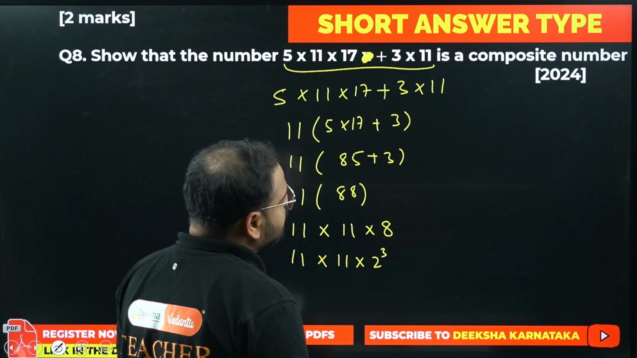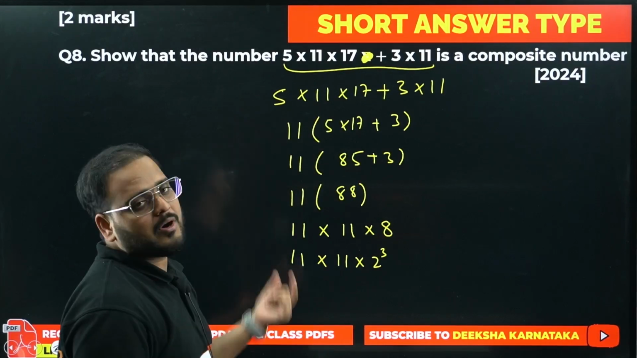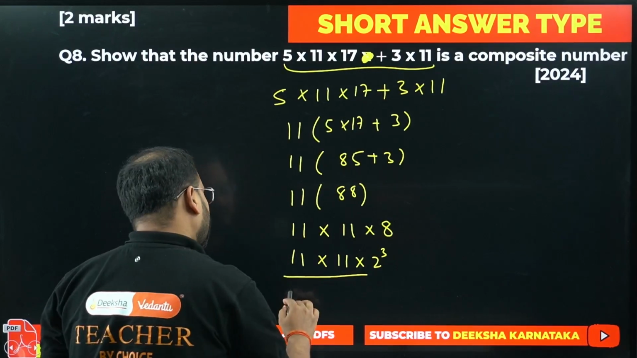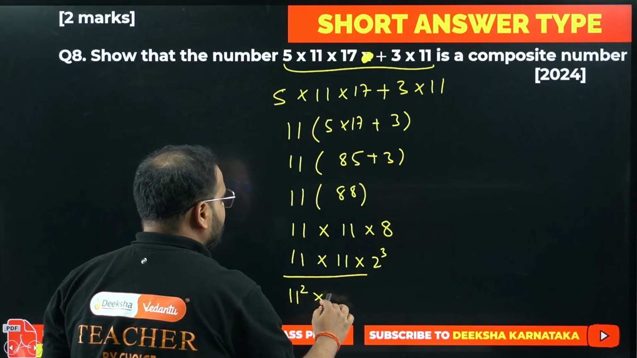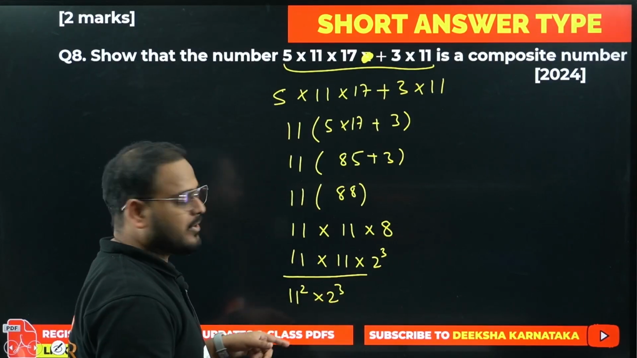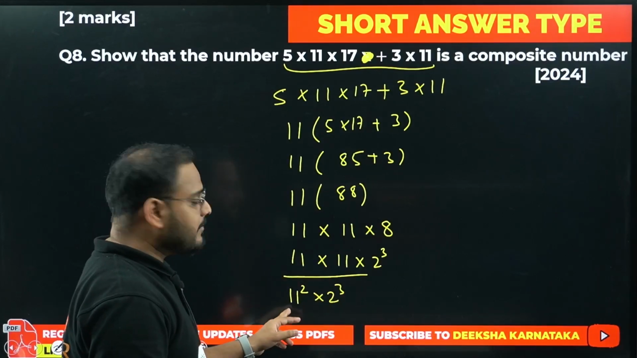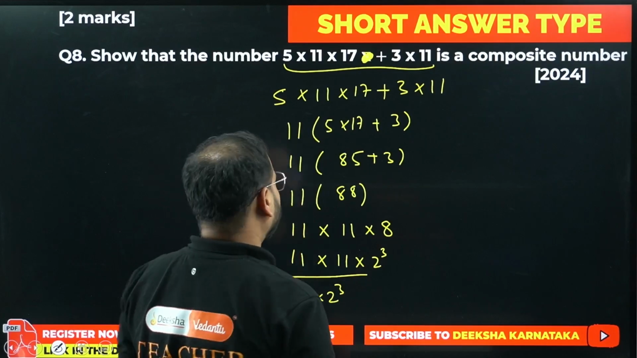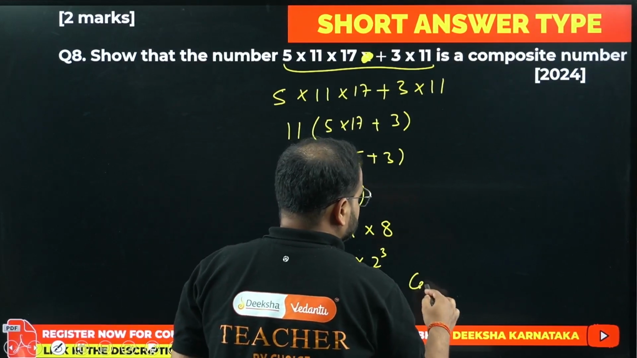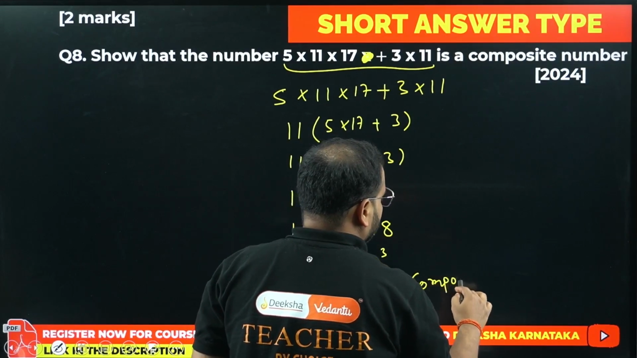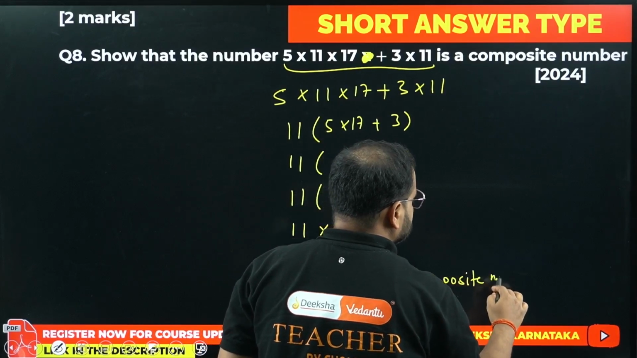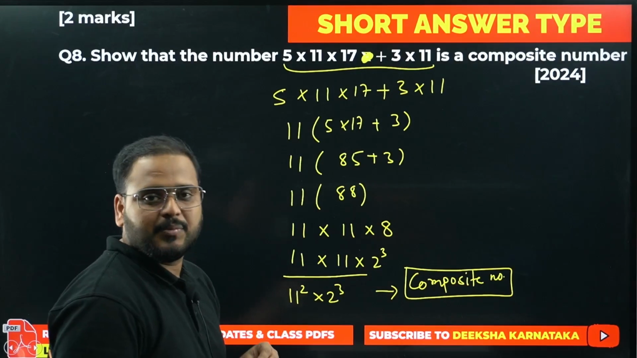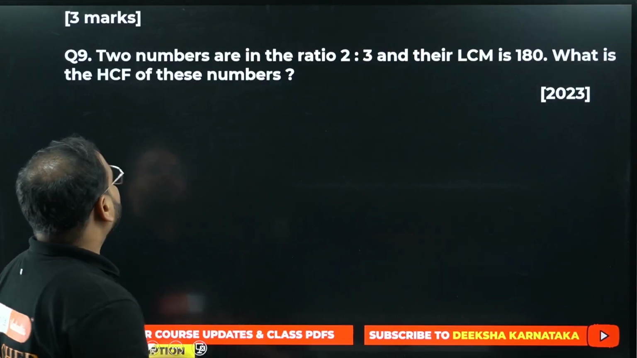So we were able to express the given number in terms of prime numbers only. Check here, 11 square times 2 cube, that's what the number is. Is 11 a prime number? Yes. Is 2 a prime number? Yes. So hence the given number is a composite number. Simple. Chaliye, moving on. Okay, simple, 2 marks.